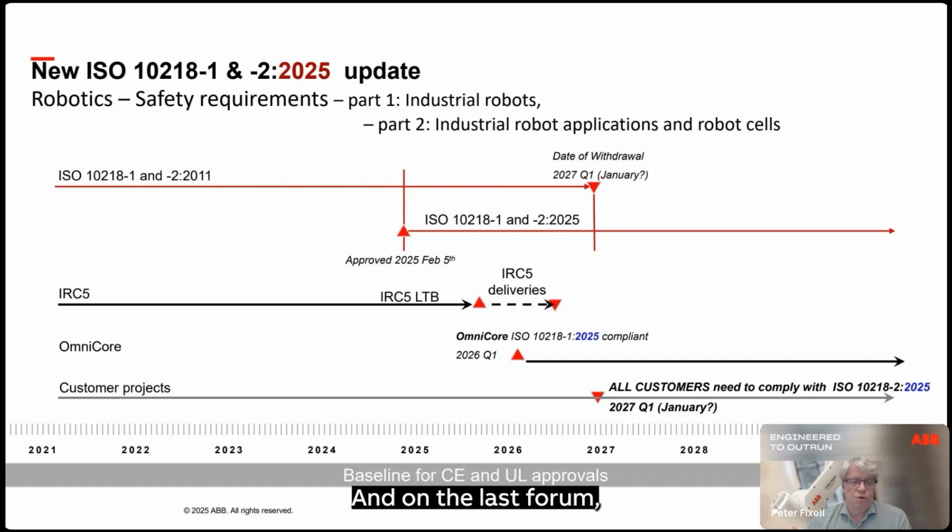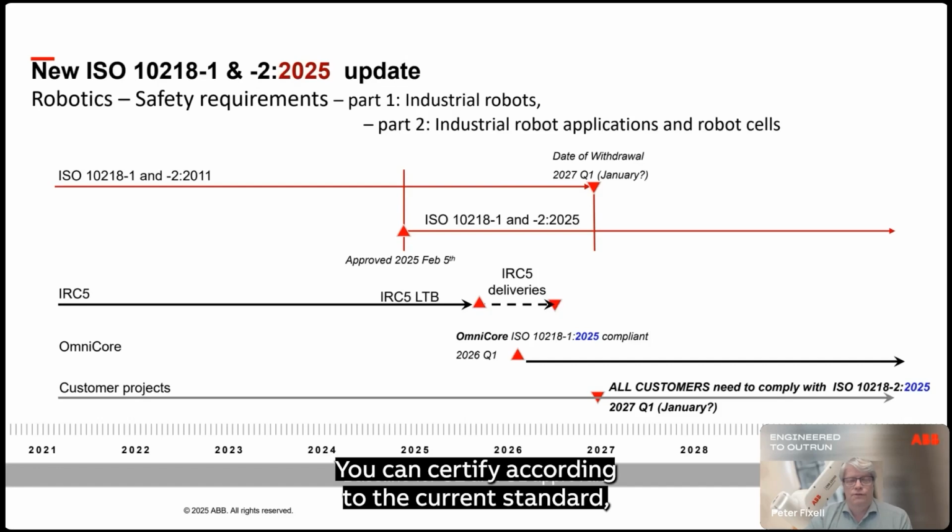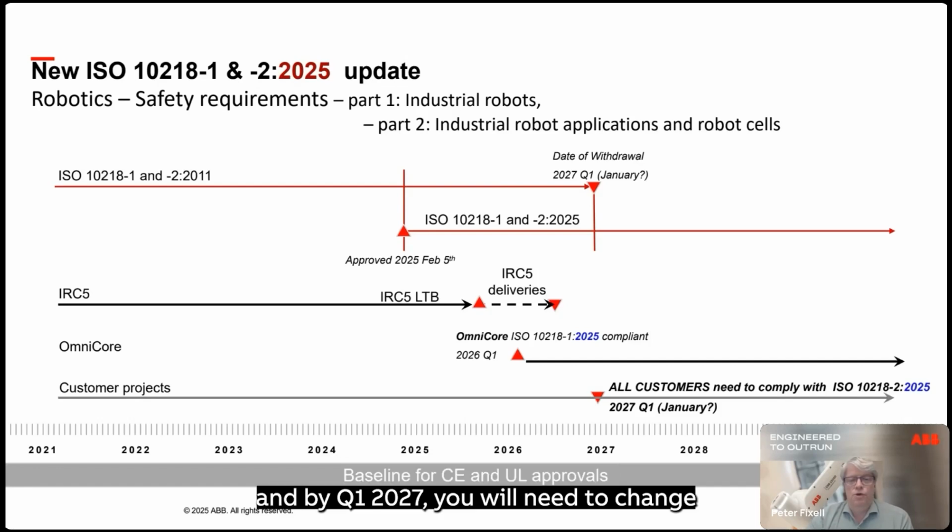And on the bottom line, of course, it will have an impact for you. Until January 2027, you can certify according to the current standard. And by Q1 2027, you will need to change to the new standard.